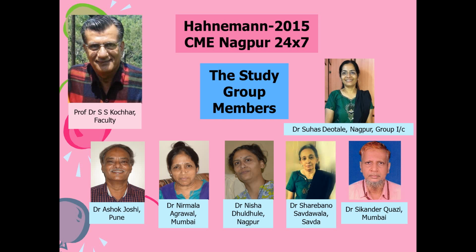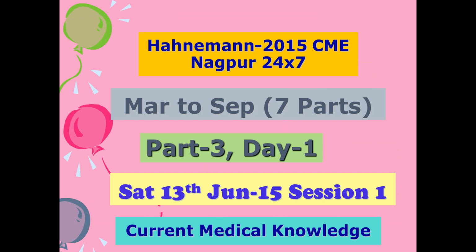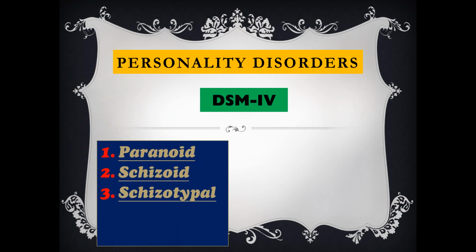So we begin with our today's session on current medical knowledge, and in current medical knowledge of psychiatry, we have chosen a topic which is very much relevant for us homeopaths, because we talk too much about personality, constitution, and the use of personality in practice is sometimes very confusing, and each drug becomes a personality for us. In fact, there are two things.